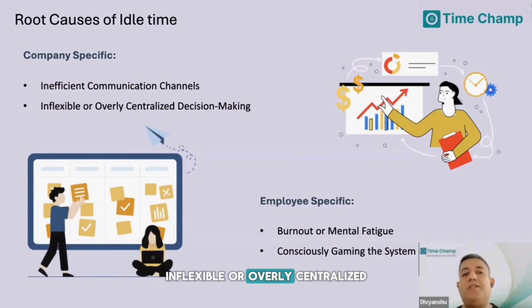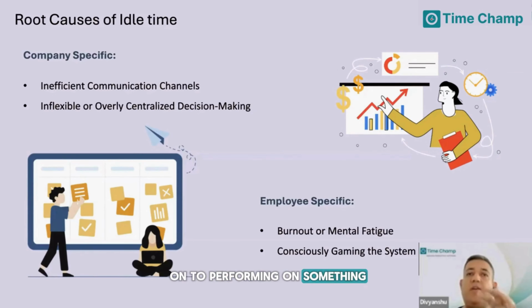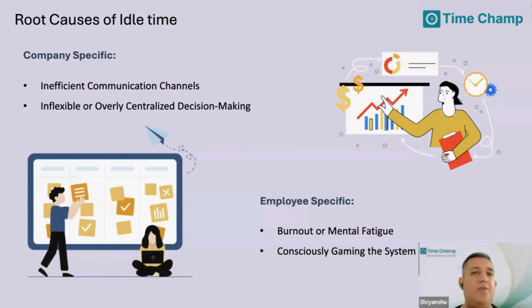Inflexible or overly centralized decision making. Again, the first slide that we saw emphasizes the same point: there should be ways to do things, but overly complicated processes delay things, and overly centralized decision making creates a dependency on one or two people to perform something, which again results in idle time. Cannot call it an employee issue.